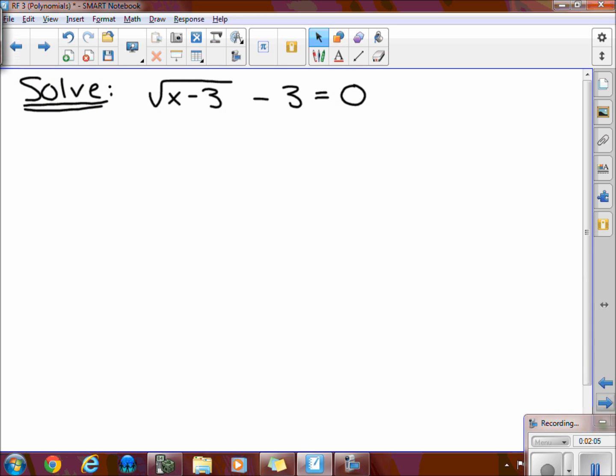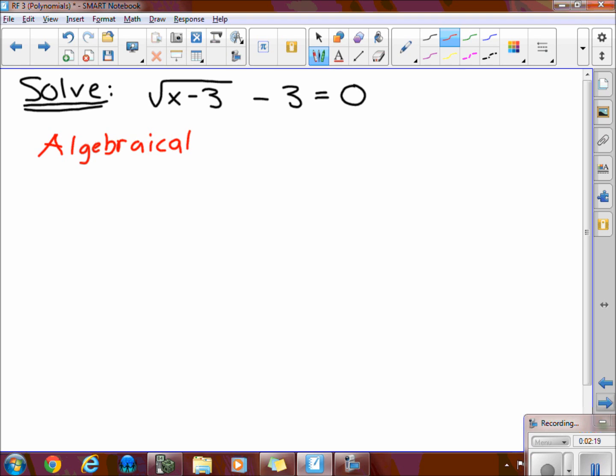So let's look at this example. We're going to solve the square root of x minus 3 equals 0. We're going to first solve it by reviewing how we did this algebraically back in grade 11. So we'll just rewrite this: the root of x minus 3 equals 0. The first step was to isolate this root of x minus 3. So how do we do that?